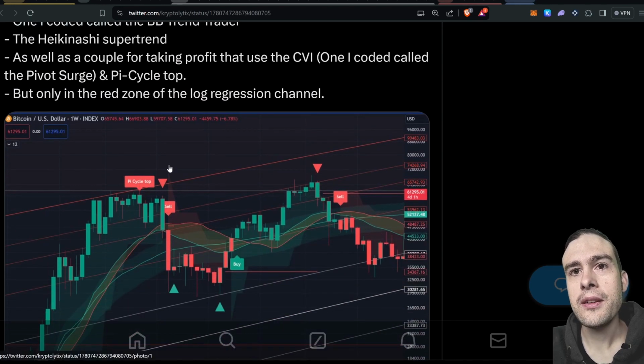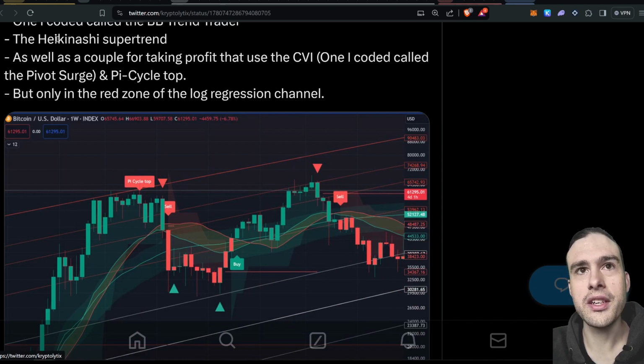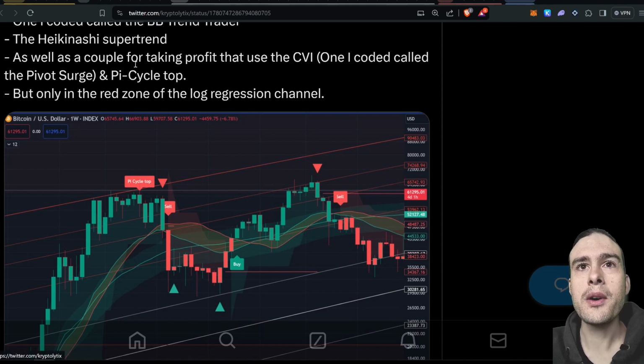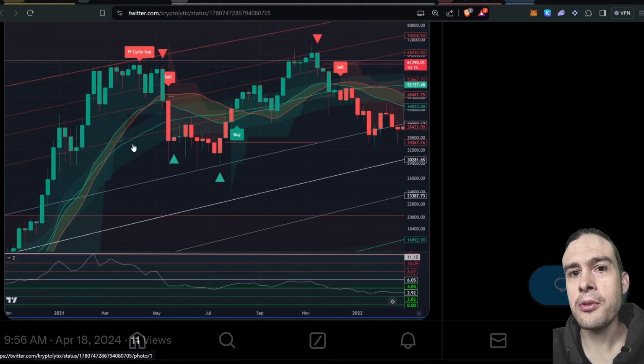Fibonacci super trend, it was actually in concert. So both were a sell at the exact same time there, and both were a sell at the exact same time there. Sometimes one's earlier than the other. So that's the other thing as well as a couple for taking profit, such as the pivot surge and the pi cycle top. So pi cycle top was there. Beautiful point to take profit actually.